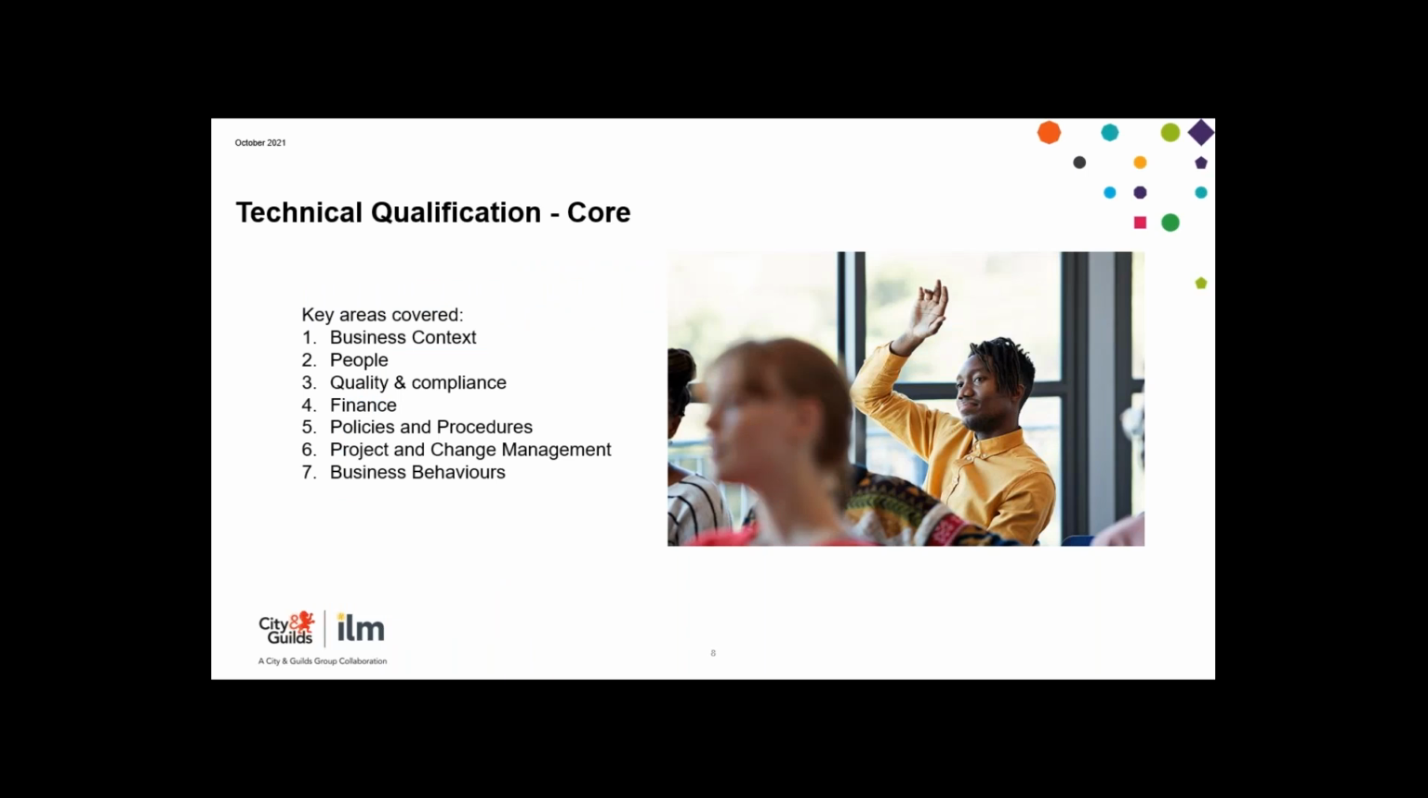So just taking a deeper look at what the core takes on board. The key areas are the business context, people, quality and compliance, finance, policies and procedures, project and change management, and business behaviours. Okay, so that takes care of all of the core within the technical qualification.